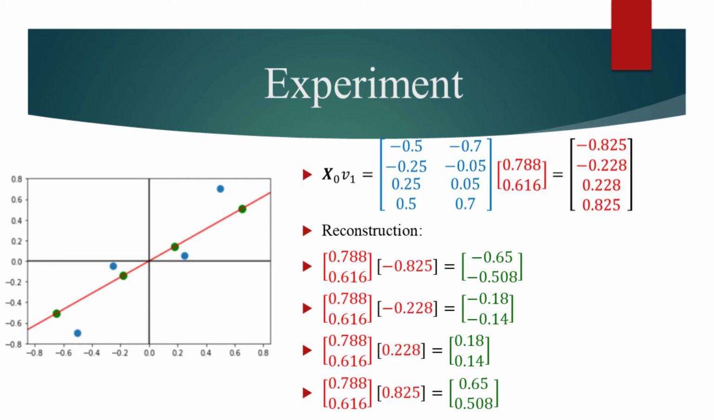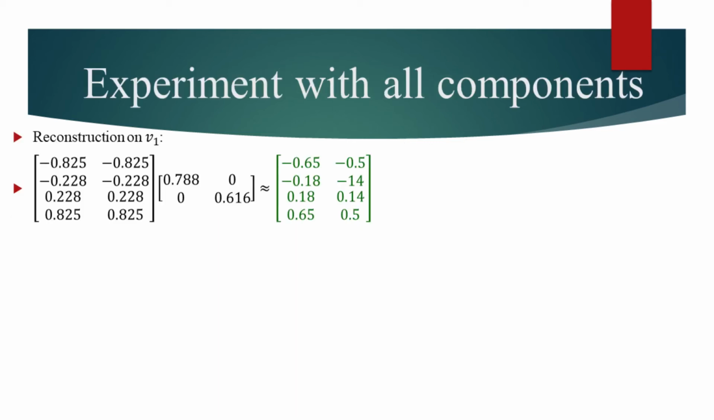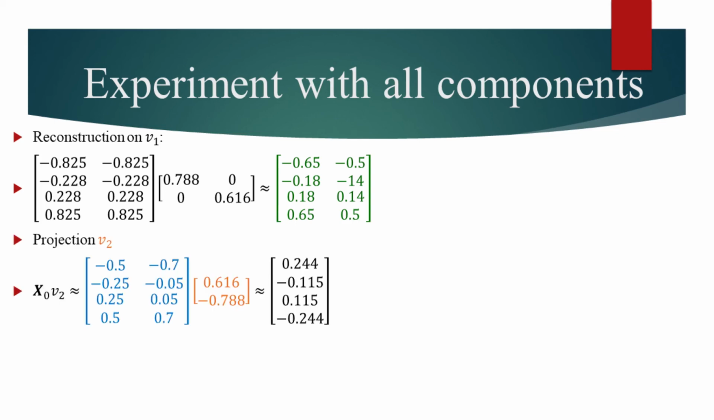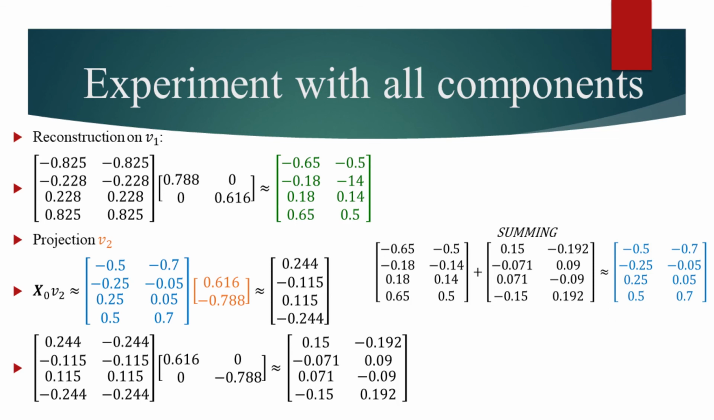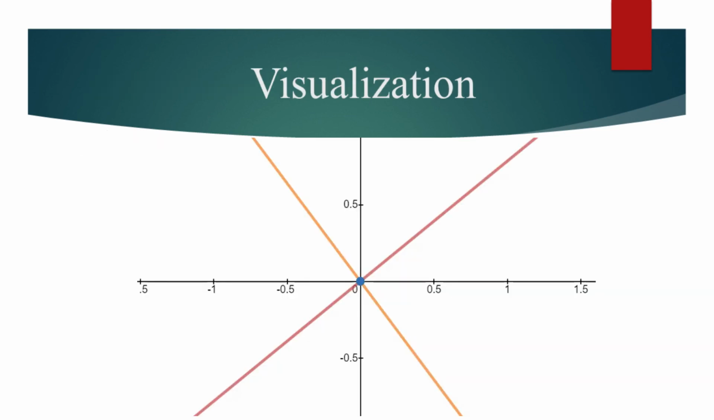Let us now use both principal components at once and see what happens. Here we have a reconstruction obtained earlier. Let us now project the data using a second principal component and reconstruct. If we now sum up these reconstructions, we will reconstruct the original data. Essentially what happens is that points go in the first direction for the calculated distances and then along the second.